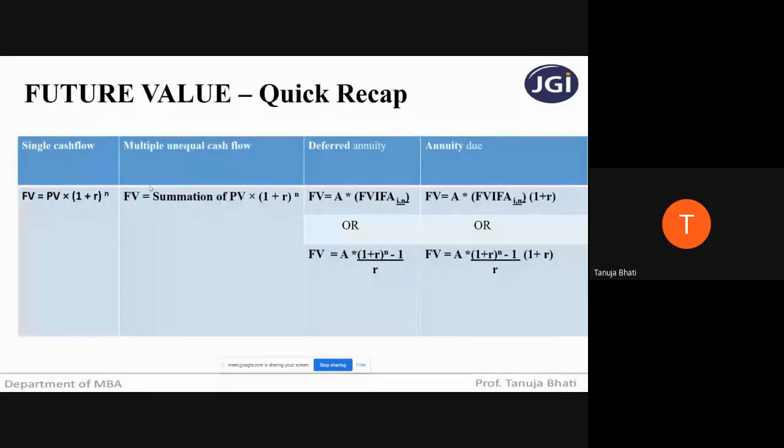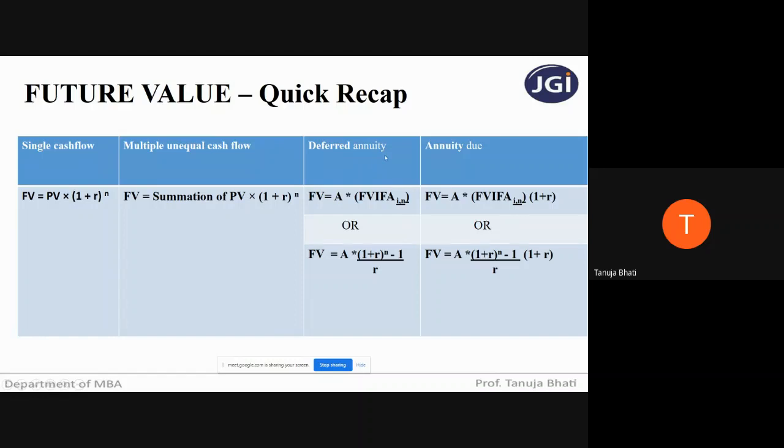So just a quick revision of what we have covered in our previous lecture. We have seen how to calculate future value of a single cash flow. When I say single cash flow, it means the outflow or inflow of cash is happening only one time. Then we saw how to calculate future value of multiple unequal cash flows. When I say multiple unequal cash flows, it means the flow of cash, that is the cash outflow or inflow, is happening more than one time, but the amount is unequal. It is not the same as the previous.